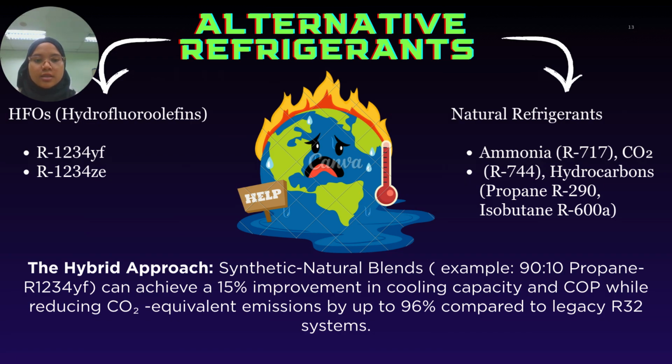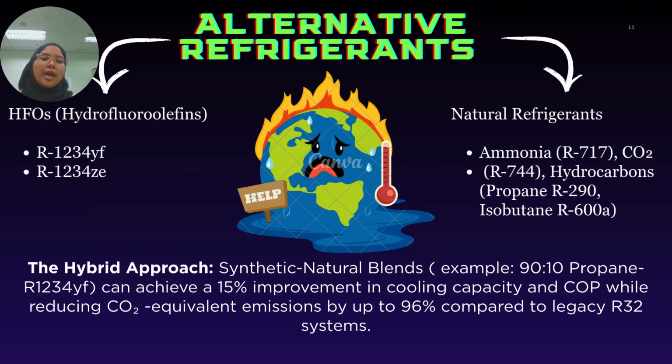These are exactly what they sound like, substances found in nature. We've got ammonia, which is super energy efficient and great for heavy industrial use. Then there is carbon dioxide, which is entirely natural and is becoming the go-to for modern supermarket cooling. And finally, we have hydrocarbons like propane and isobutane. To give you an idea how much better these are, propane has a GWP of just 3 compared to all the chemicals that were in the thousands.